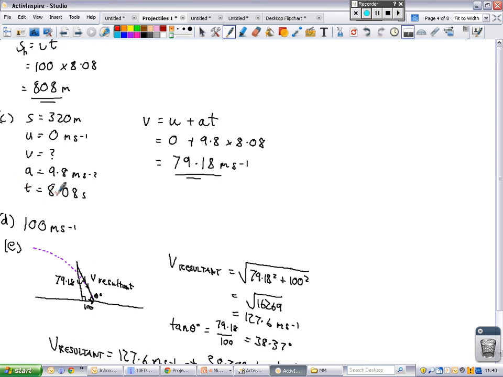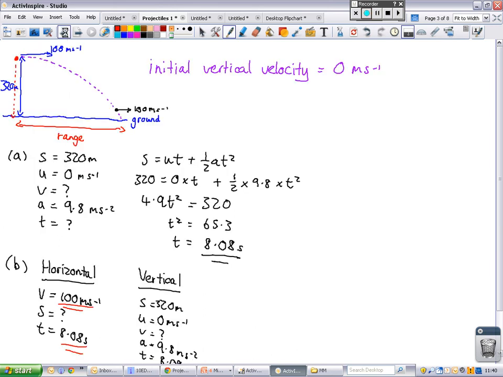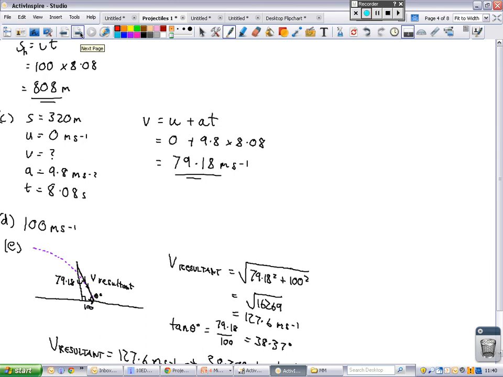Part C was just a basic SUVAT calculation without even considering that horizontal velocity. And then D, we already established that it was the same horizontal velocity at the end as it was at the start. The last part there was a wee bit more tricky, and we had to calculate out what the resultant velocity was. So we're taking into account that downwards velocity that we calculated as well as the horizontal velocity to give us a resultant velocity, and we can put a direction on that as well.